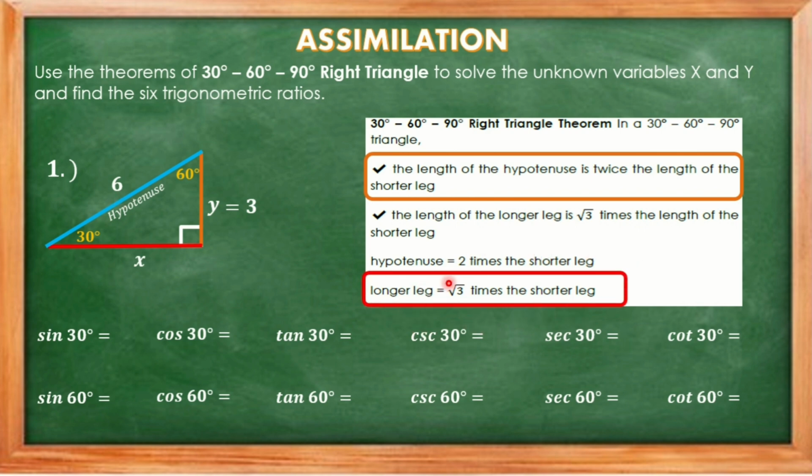Sabi dito, yung longer leg naman, which is yung x. Okay, so yung longer leg naman is equal to the square root of 3. Constant yun. So the square root of 3 times the shorter leg. Okay? So since ang shorter leg natin is 3, times the square root of 3. So, ibig sabihin, ang longer leg na natin ay 3 the square root of 3. Okay? So, ayan, kompleto na yung sides ng triangle natin.